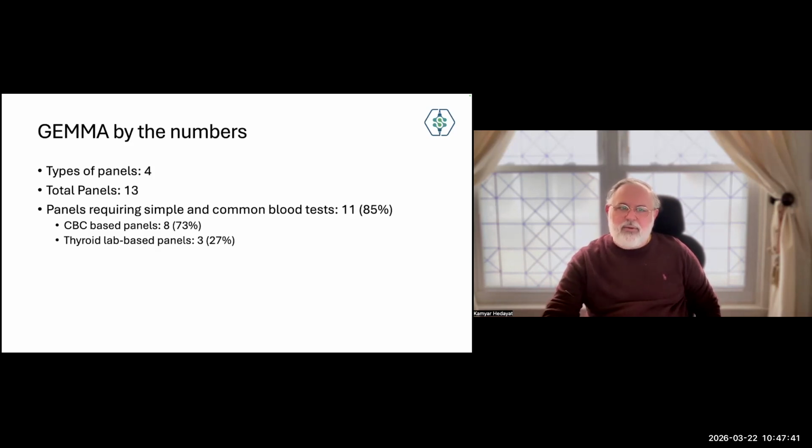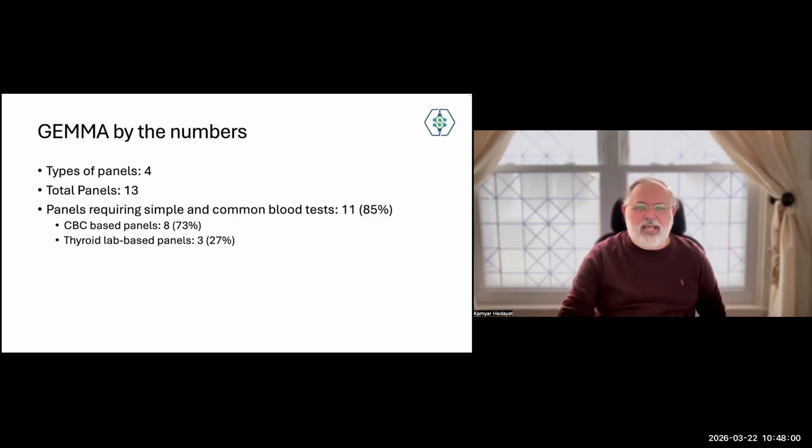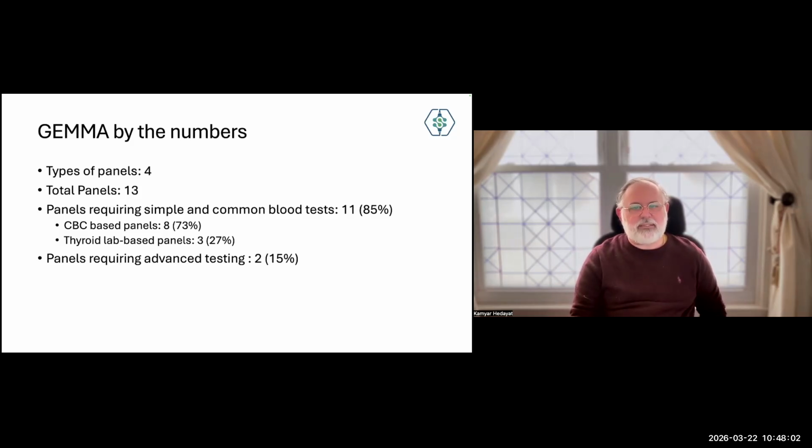3 of them are thyroid-based panels, which require TSH and free T4. If you have free T3, that is really helpful. If you don't, you can still get good results. There's advanced versions of this where you would use thyroid antibody testing and 2 enzymes, lactate dehydrogenase and creatine kinase, CPK. Currently, there's only 2 panels requiring advanced testing.